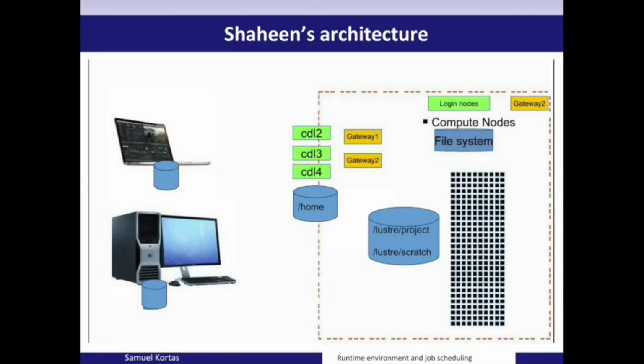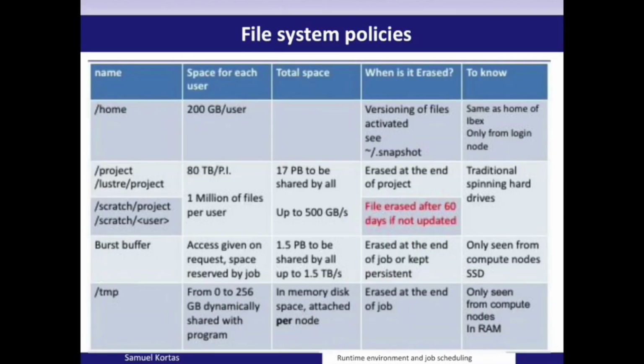Alright. Now let's learn more about file systems and see how to transfer files back and forth. The first thing you need to be aware of is the structure of the file systems on Shaheen. We have 5 zones available to you: /home, /project, /scratch, the burst buffer and /tmp. Each of them has its own rules of usage and deletion policy.